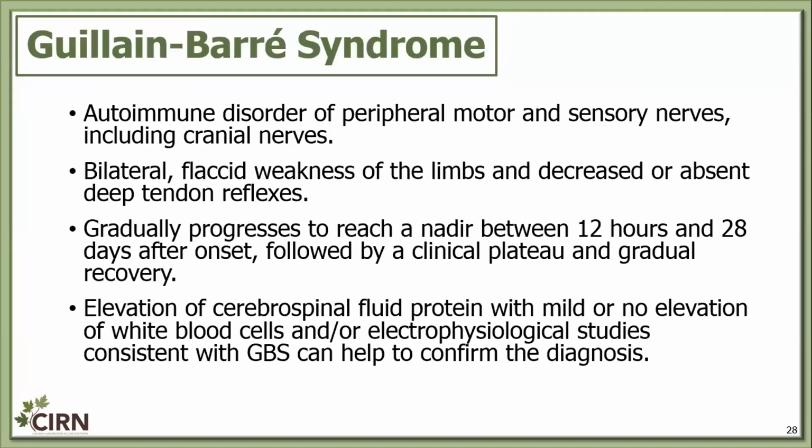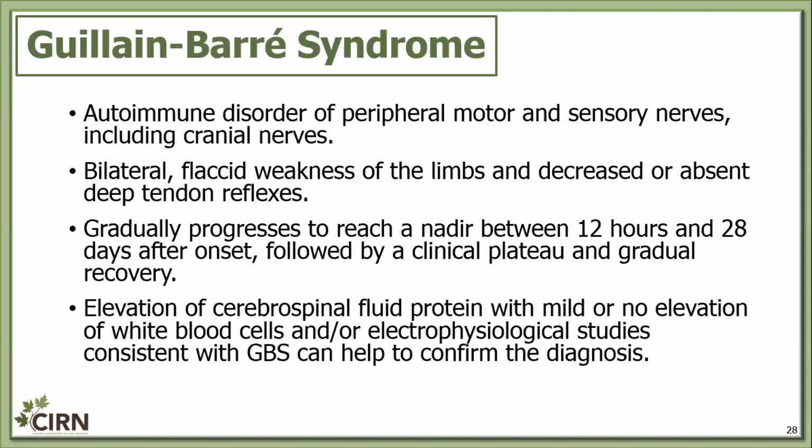So just for those who are less familiar, Guillain-Barré syndrome is an autoimmune disorder. Peripheral motor and sensory nerves can be involved, including cranial nerves. Most classically it causes flaccid weakness of the limbs, so sort of a floppiness, and decreased tendon reflexes. It can also cause severe paresthesias, so numbness and tingling, in sensory nerves. It can affect the diaphragm and ability to breathe, as well as cough reflexes in terms of cranial nerves.